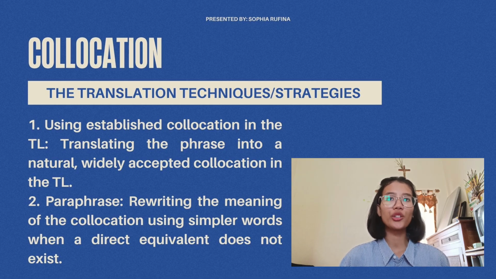Number 1 is using established collocation in the target language. This means translating the phrase into a natural, widely accepted collocation in the target language. Number 2 is paraphrase, which involves rewriting the meaning of the collocation using simpler words when a direct equivalent doesn't exist.